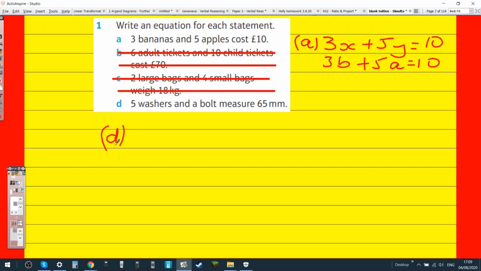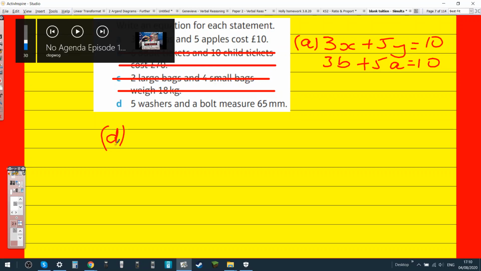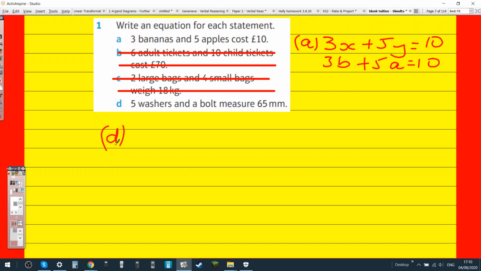And how about D? 5w. Oh wait. W and a bulk measure. 5 washers and a bulk measure. Yeah. 5w plus b. You could do it as like 1b, or just b. b equals 65. Yeah, equals 65. That's it.